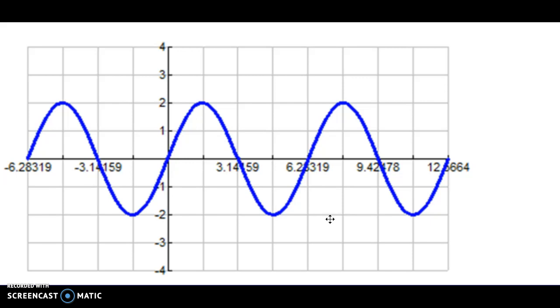Hint, it's the same hint I gave you guys last time: still identify the same things as before, right? Vertical shift, amplitude, period. Those three things are really going to help you determine those equations, okay? So go ahead, put me on pause, and let's check your work.